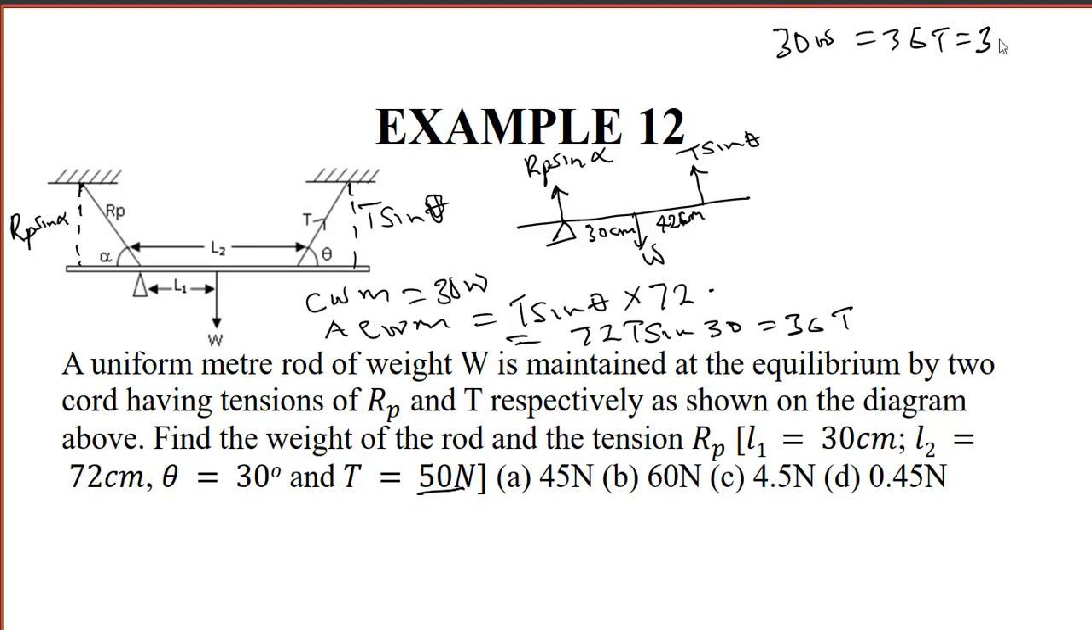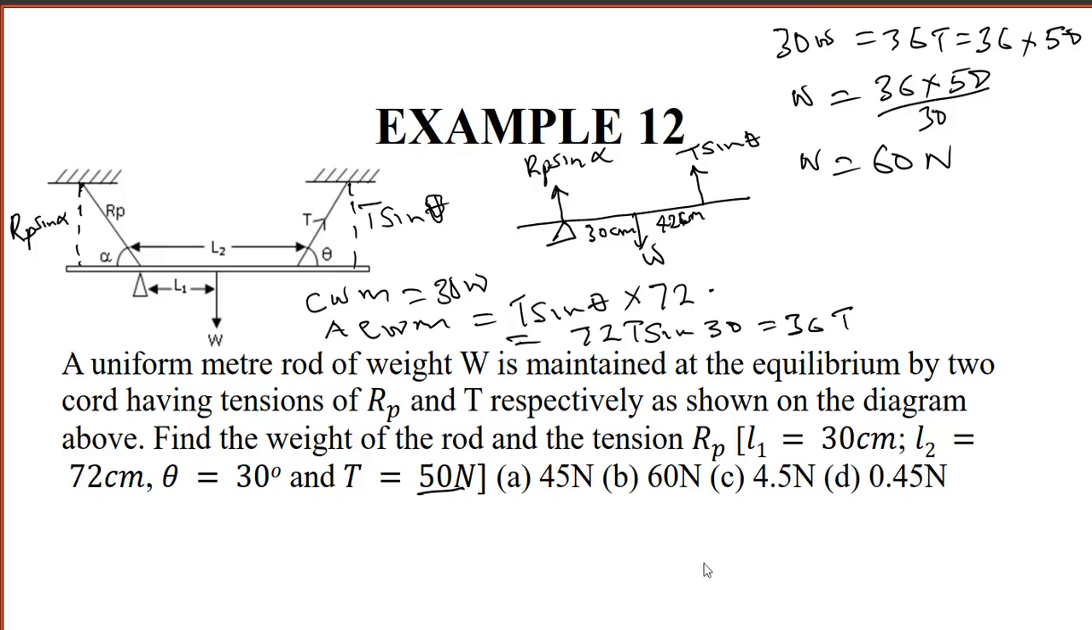So W will be 36 times 50 over 30. 36 times 50 divided by 30 will give us 60. So the weight is 60 newtons.